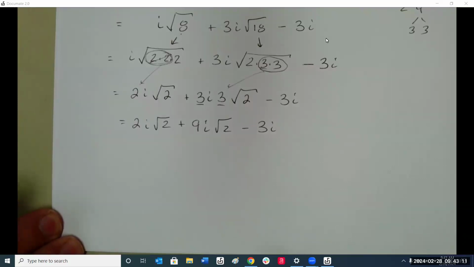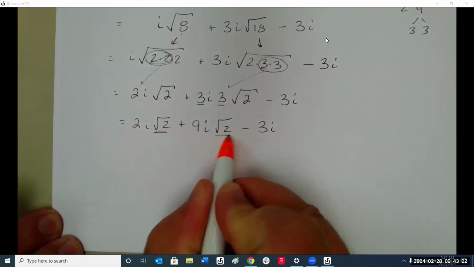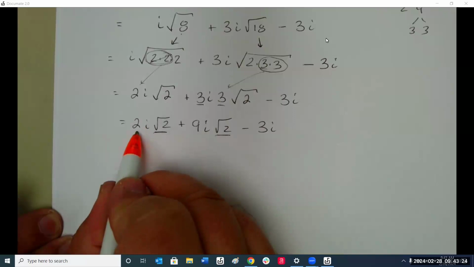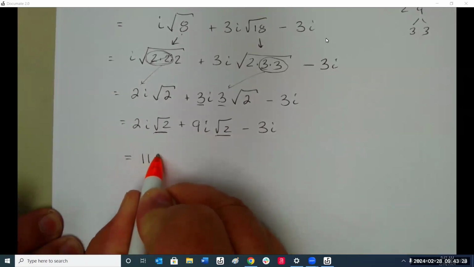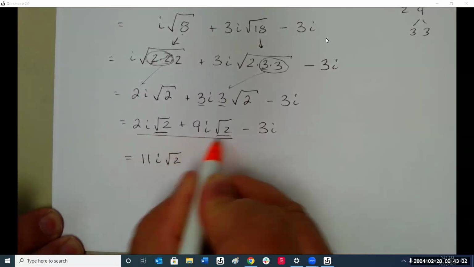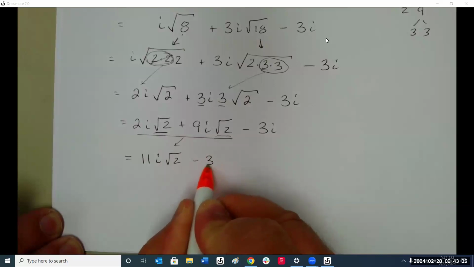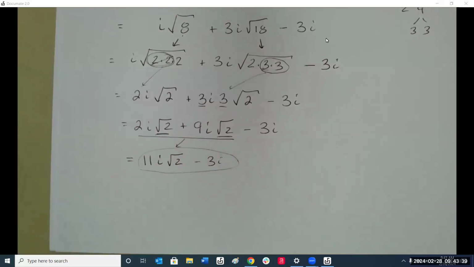Are we done? Why not? We can combine like terms. This is a radical 2 and radical 2. 2i plus 9i is 11i radical 2 minus 3i. That's as far as we can go. That's the first one.